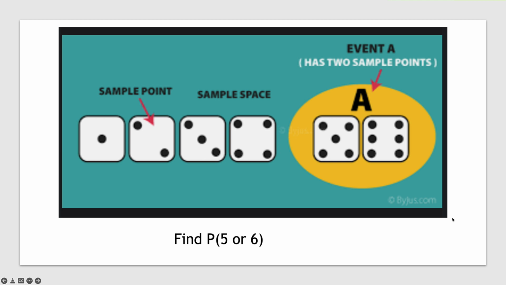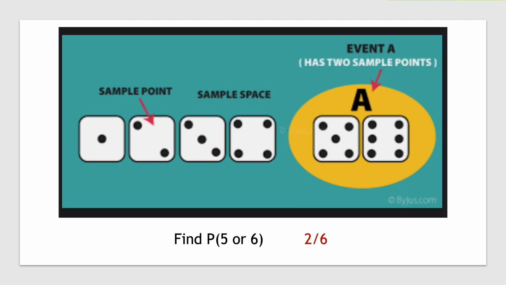What if I asked you, what's the probability of getting a 5 or a 6? Well, there are 6 die sides altogether. A 1, 2, 3, 4, 5, 6, and 2 of them have a 5 or a 6. So that would be 2/6.